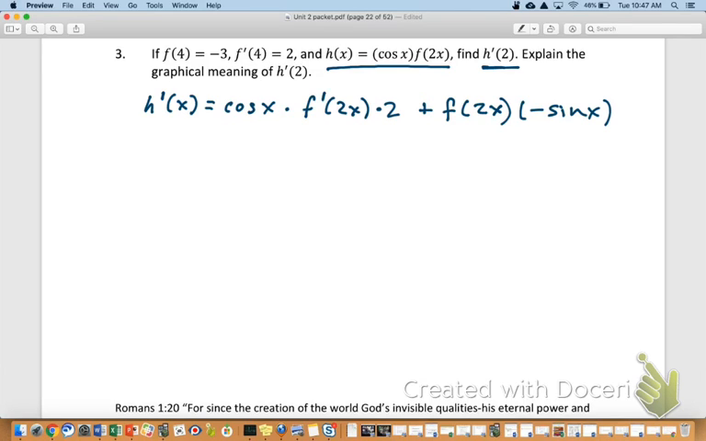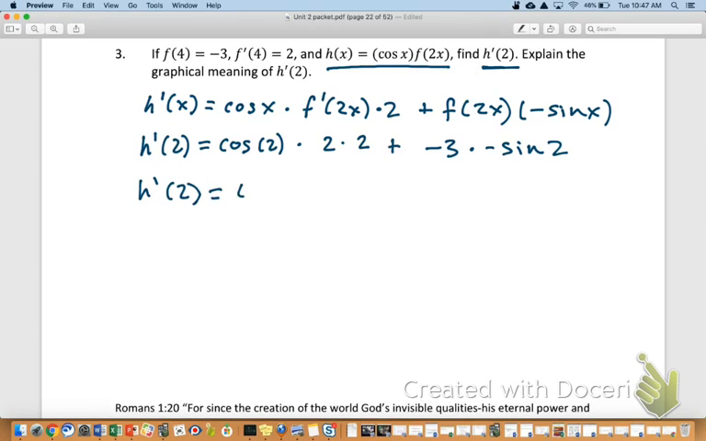If we didn't have a calculator, could we just leave it as cosine of 2? That's how I'm going to leave it. So I'd say h prime of 2 equals cosine of 2. I don't know what that is. f prime of 4, I'm told, is 2 times another 2. f of 4, I'm told, is negative 3 times negative sine of 2. So I'm going to get h prime of 2 equals 4 cosine of 2 plus 3 sine of 2. Without a calculator, obviously, I'm leaving it there. Let's do this last part verbally.